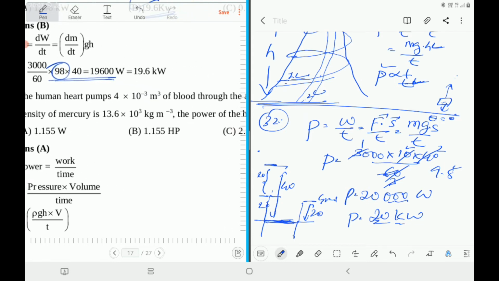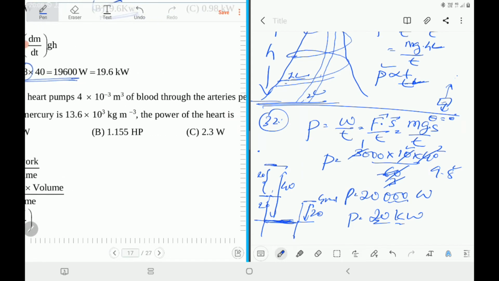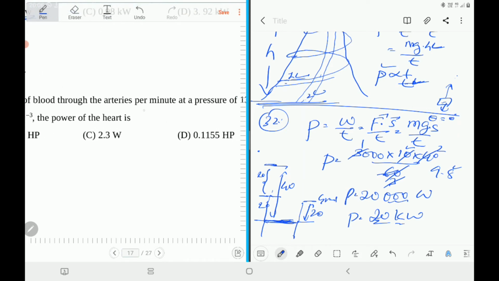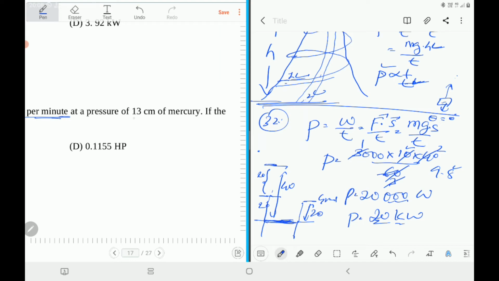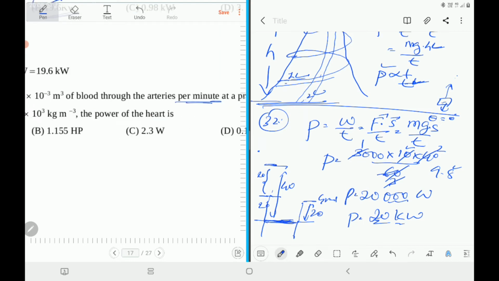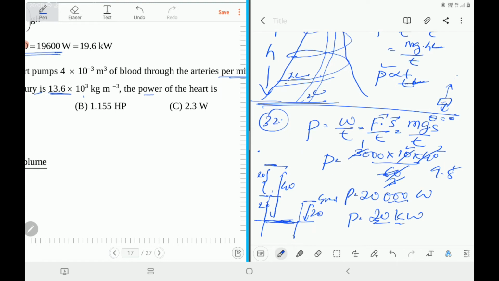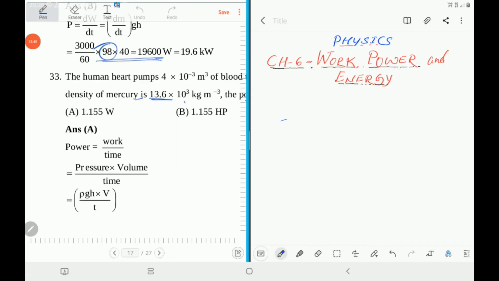A human heart pumps 4 × 10⁻³ meter cube blood through arteries per minute. Time interval is 1 minute, 60 seconds. At a pressure 13 centimeter of mercury. If the density of mercury is 13.6 × 10³ kg per meter cube, 13,600, the power of the heart is, you have to find power. It's almost a very similar calculation.